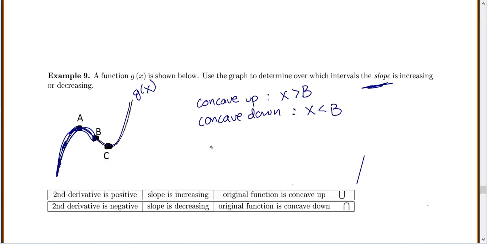And so that means, anytime you're concave up, slope is increasing. And if you're concave down, you have slope decreasing. And that's a lot easier than trying to look at the picture and figure it out each time.